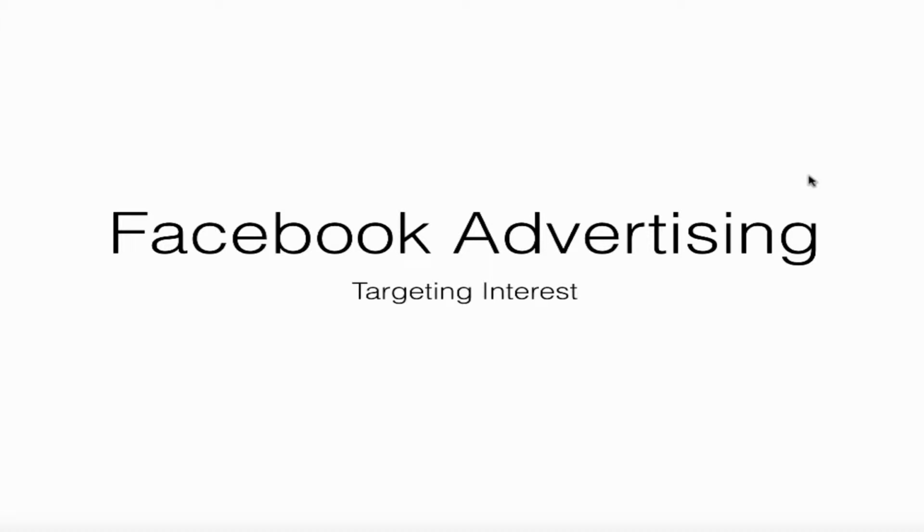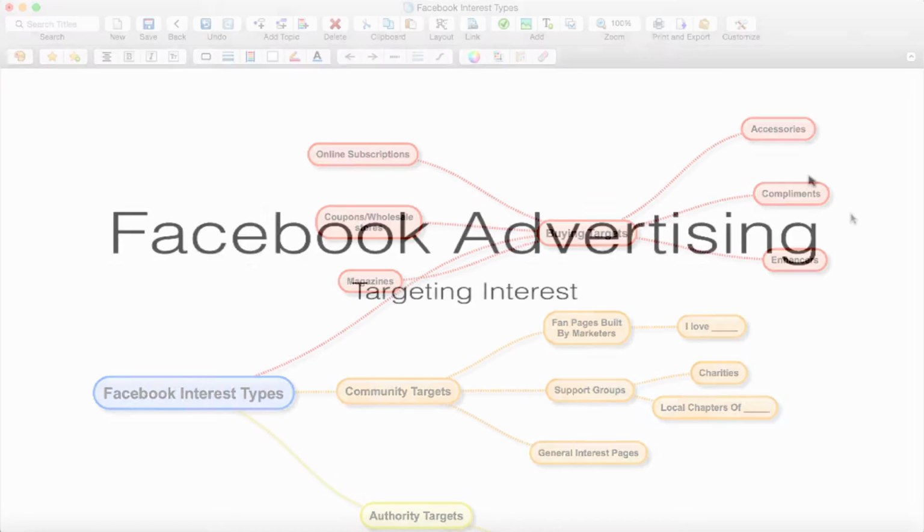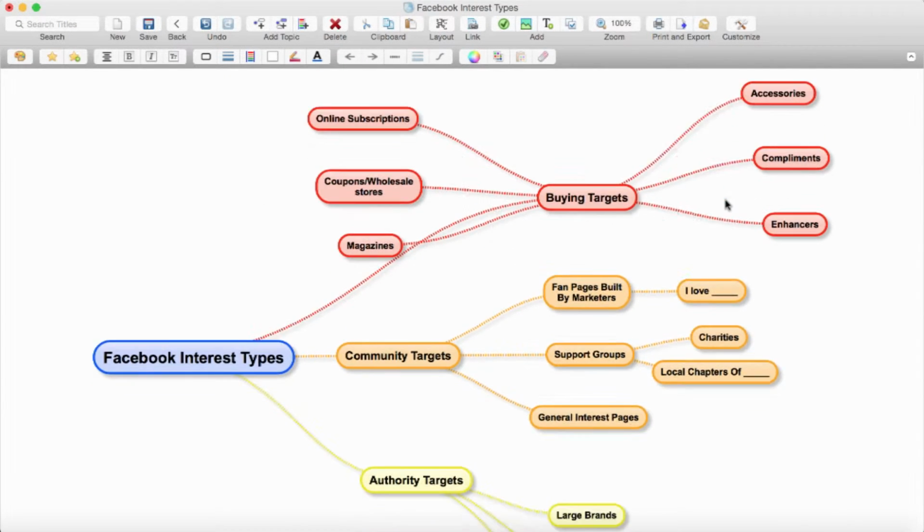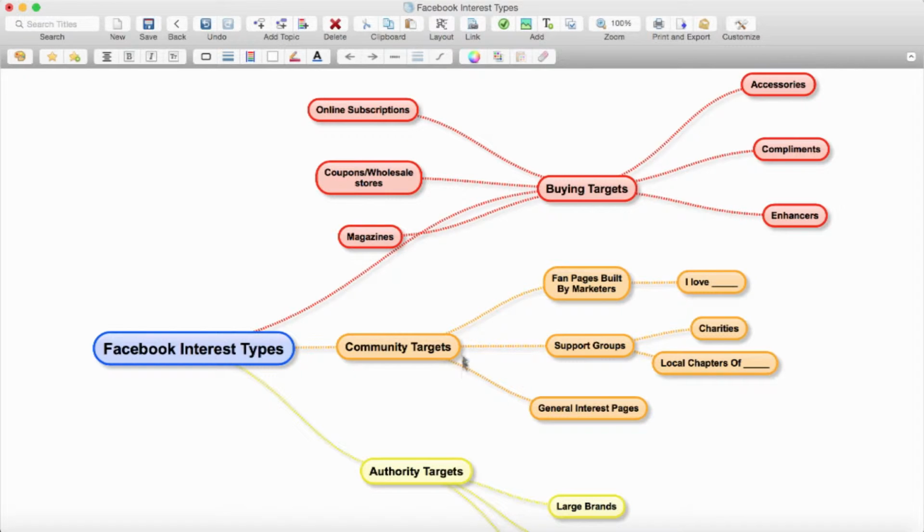In this video, we're going to talk about your targeting interest. We'll go over the three types of different targeting interests and how you should use each of them in your advertising and in your ad process to get the best results. Okay, so let's take a look at the three types of buying interests. You have your buying targets, your community targets, and your authority targets.